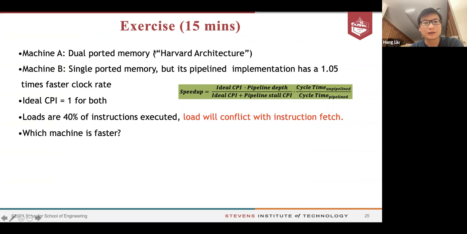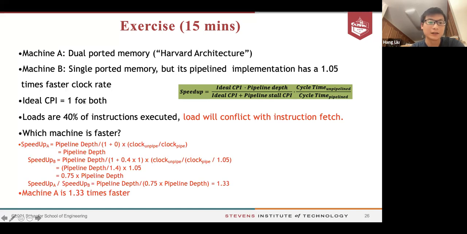Would you use whatever we learned before, use this speedup equation to do the exercise here? We have machine A, dual ported memory of Harvard architecture, and machine B, single ported memory. But its pipeline implementation has a 1.05 times faster clock rate. Ideal CPI is 1 for both. Loads are 40% of the instructions executed. A load will conflict with the instruction fetch. Which machine is faster? Use 15 minutes to deal with it, okay? Can you pause it for 15 minutes?